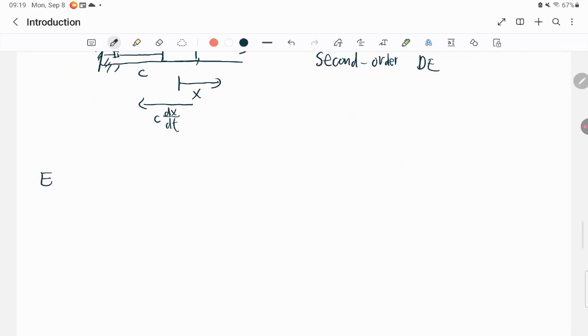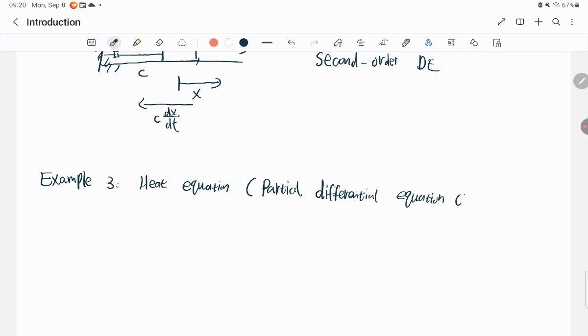And the third example, number 3, would be heat equation. This is a partial differential equation, or PDE.